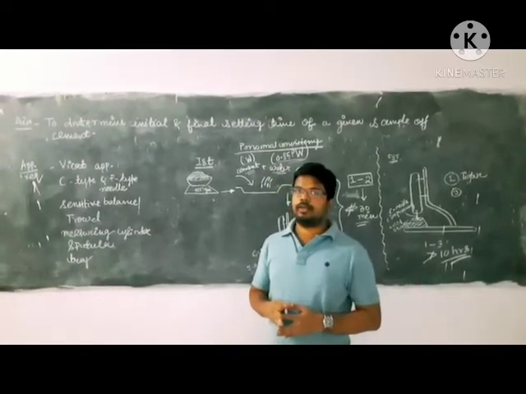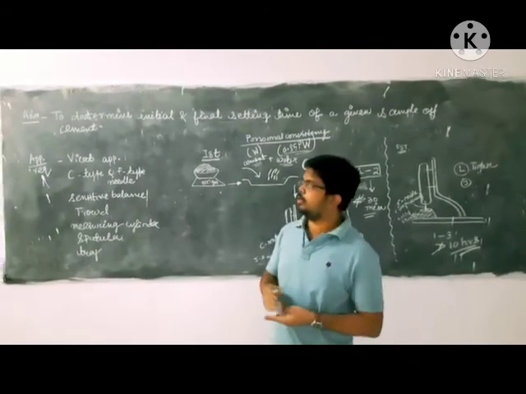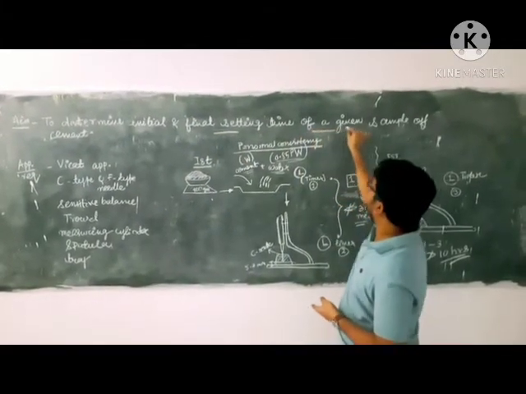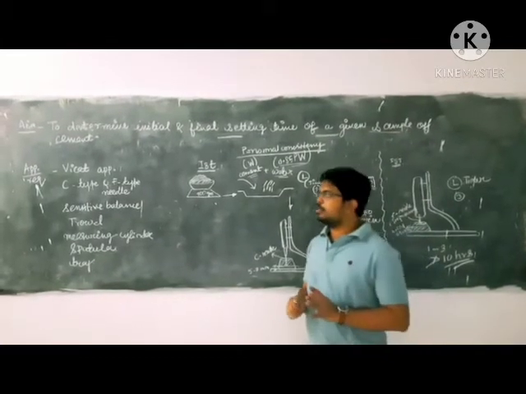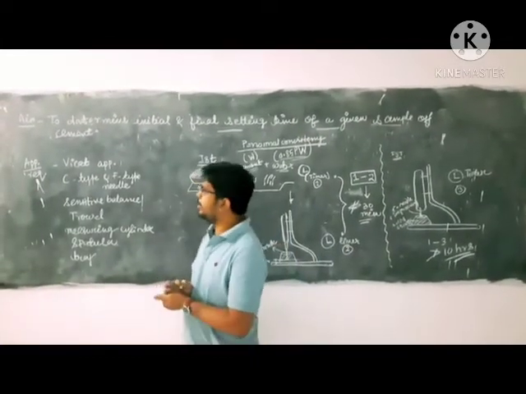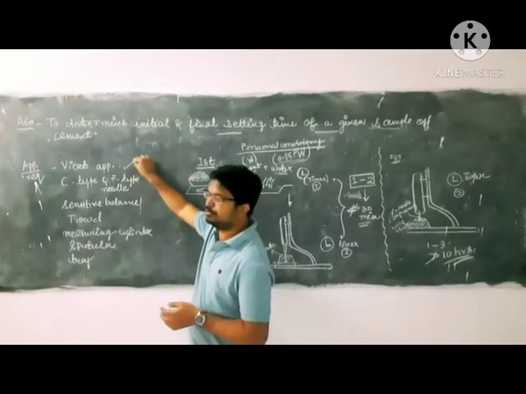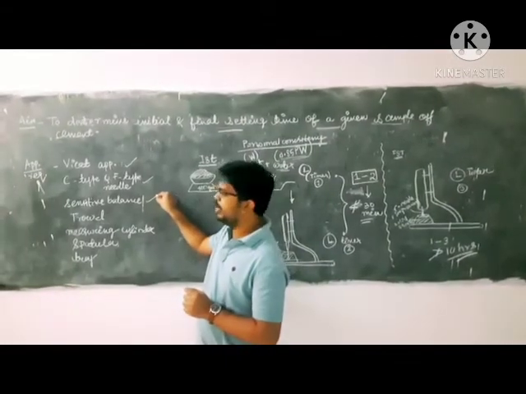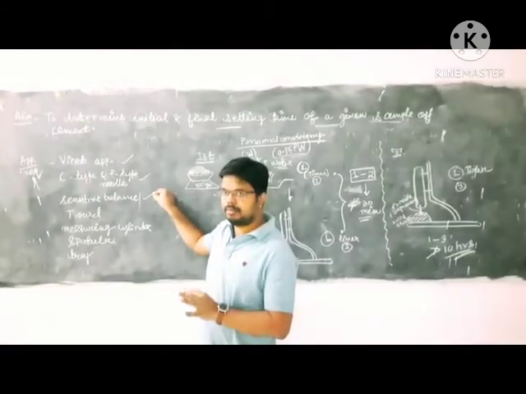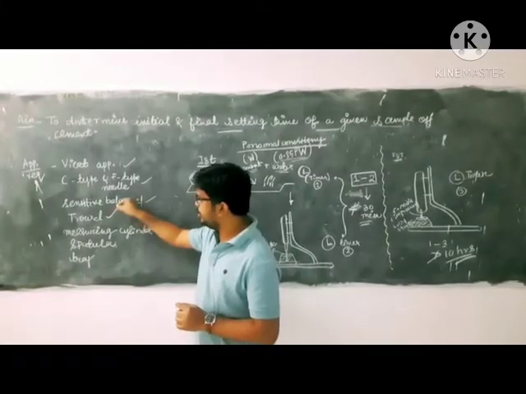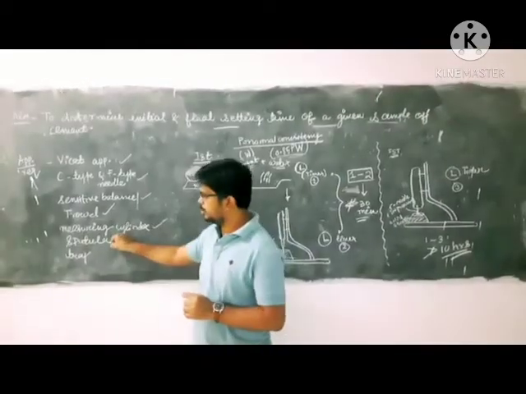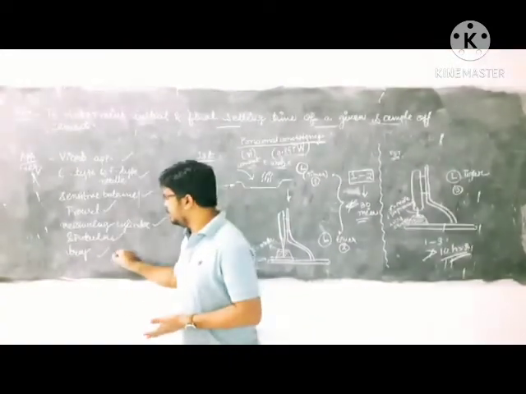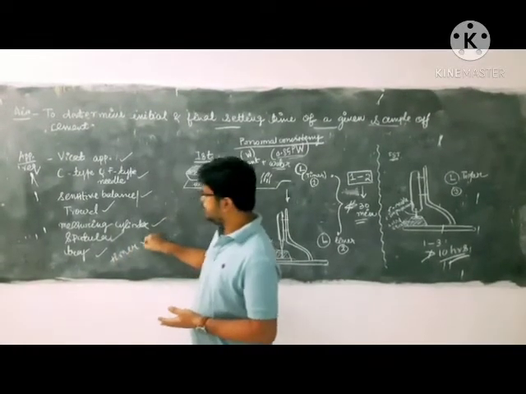Okay, today we will perform our next experiment, that is to determine initial and final setting time of our given sample of cement. For this we will require the apparatus, Vicat apparatus with mold, then C type and F type needle, sensitive weight balance of maximum capacity 1 kilogram, then trowel, measuring cylinder, spatula, tray, and a stopwatch and timer.